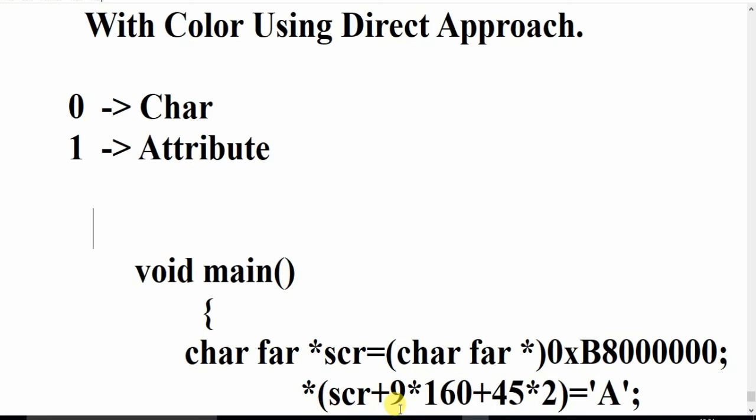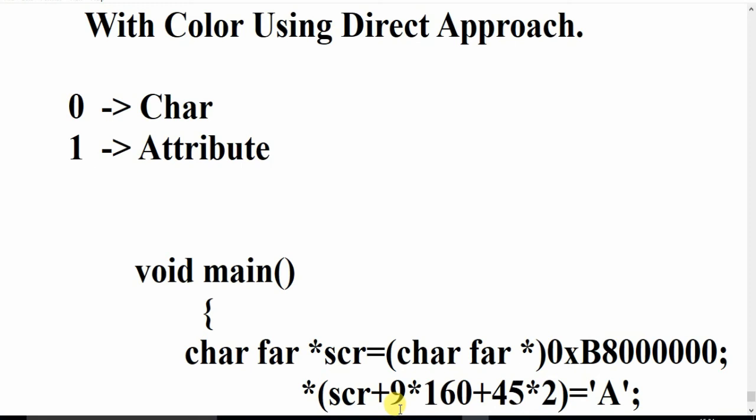To move the cursor to the 9th row of the 45th column position, we should know the address of that specified row as well as the column position. How many bytes does each character occupy? 2 bytes. That is, one column occupies 2 bytes. What are the 2 bytes? 1 byte is for writing the character, and the other is for setting the attribute of the character.